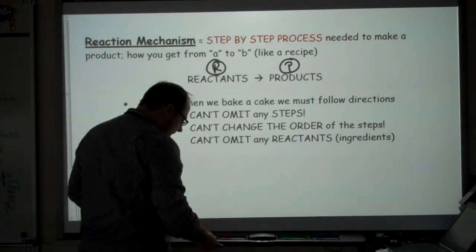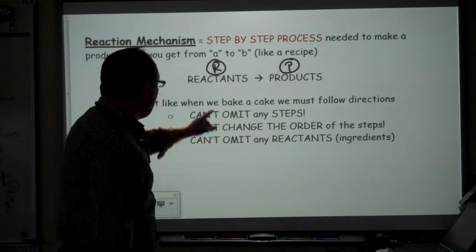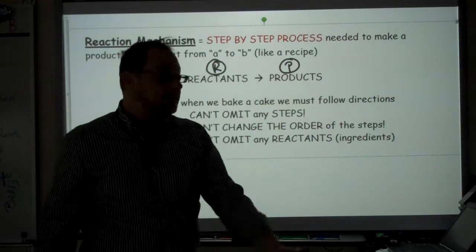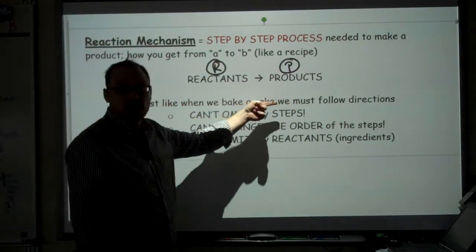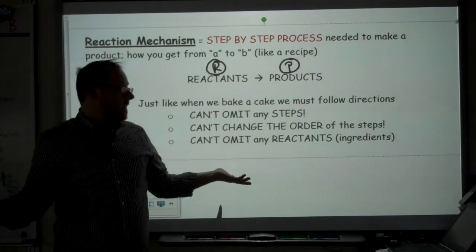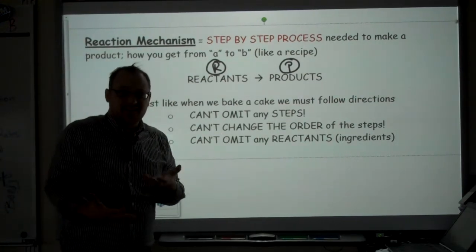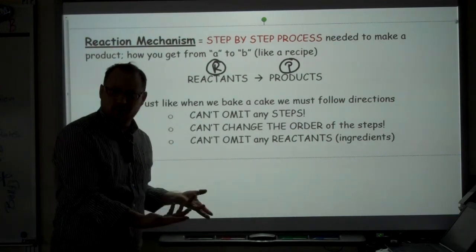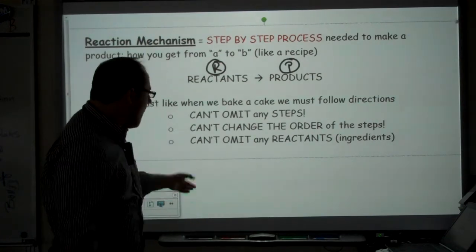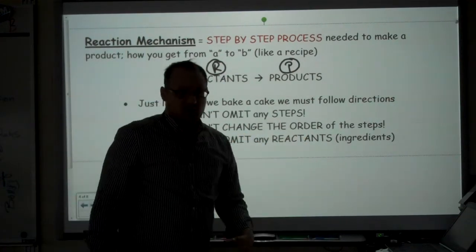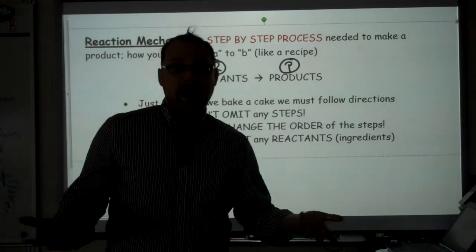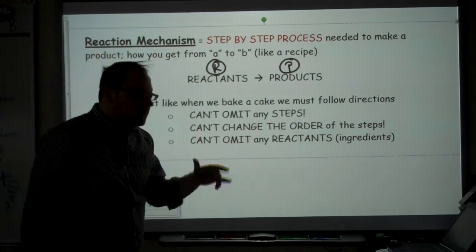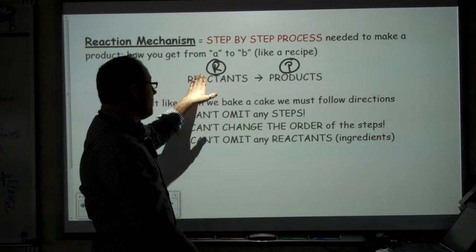And the mechanism is just like the recipe. How do you get from lying in your bed to being in the class? Well, there's a sequence of events that has to happen. When you bake a cake, we must follow directions. You can't omit any steps, otherwise you don't get a cake. And you can't change the order of the steps, otherwise the cake doesn't come out quite right. Like you can't heat it and cook it in the oven before you mix it all together. It wouldn't make any sense. It wouldn't be a cake at the end. And you can't omit any reactants or ingredients. Like if you leave out the eggs or the oil or the butter in the cake, it's not going to be the same.